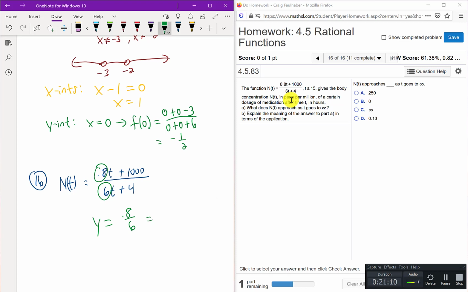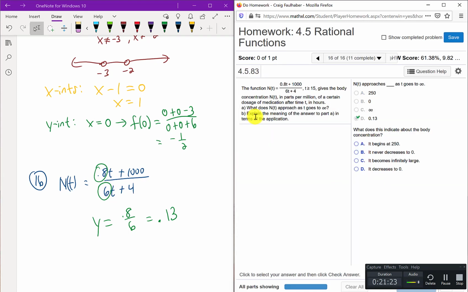Now 0.8 divided by 6 is approximately 0.13, and you can see that that is one of our options right here. So what does that mean? Well, whatever drug this is, when it gets into your body, as time goes to infinity, meaning as several days, months, and years go by, the concentration of that drug in your body is never going to go below 0.13. In other words, that concentration never decreases to 0.